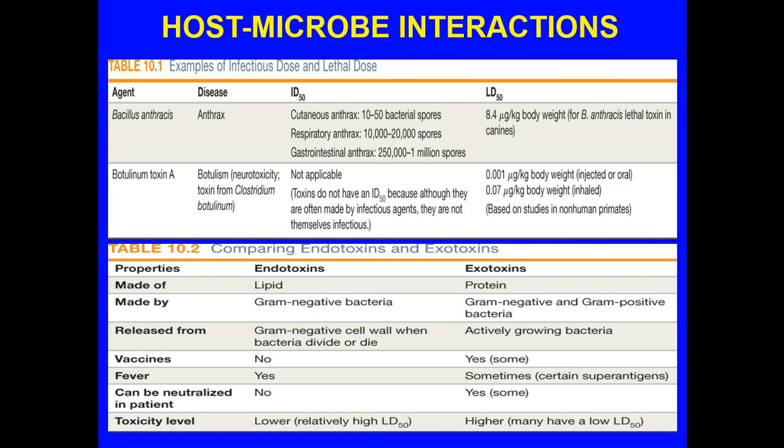Now that's different from botulism toxin. Botulism toxin, the ID50 is not applicable. Okay, toxins, because they are often made by infectious agents, are not themselves infectious, but they have devastating effects. And as you can see, 0.001 micrograms per kilogram body weight. Think about how absolutely small that is, okay? Either orally or injected would have a devastating effect. And these are, of course, based on non-human primates, okay?